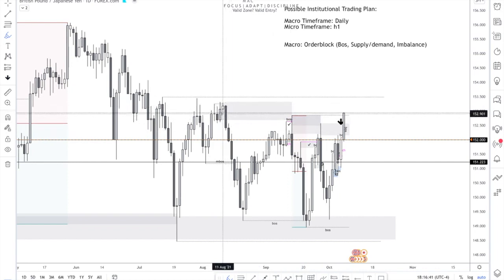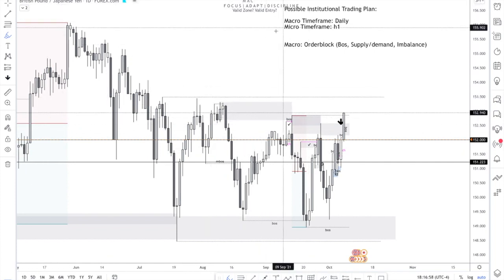So do we break structure? Absolutely. Did supply or demand come into the market? Absolutely. Did we create imbalance? Do we have imbalance here? Yes, we have imbalance here, here, and here. So this here would be a fantastic example of an order block.